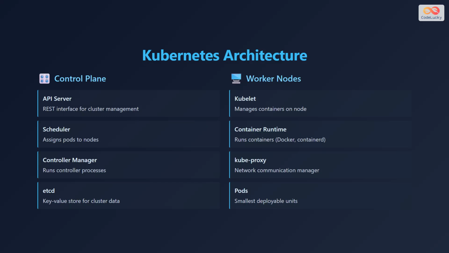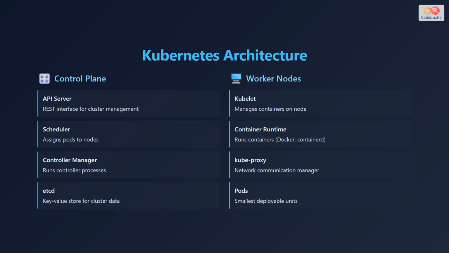Kubernetes has two main components, the control plane and worker nodes. The control plane manages the cluster. The API server provides a REST interface for managing the cluster. The scheduler assigns containers, called pods, to appropriate nodes. The controller manager runs control processes that manage the desired state. etcd is a database that stores all cluster data.